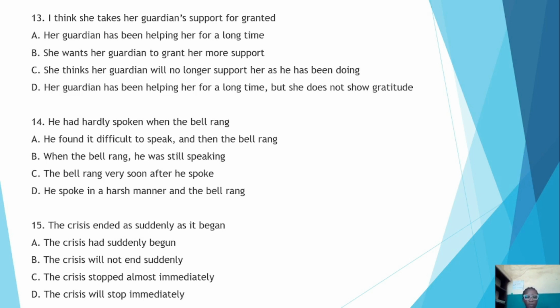Now remember, we're dealing with past tense. The crisis ended as suddenly as it began. That means it started, but it ended almost immediately. So because it ended almost immediately, we're not going to say that it did not start or that it just stopped. What best explains this sentence is option C, that the crisis stopped almost immediately.